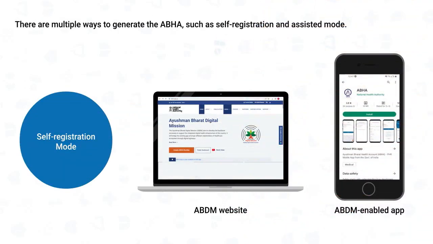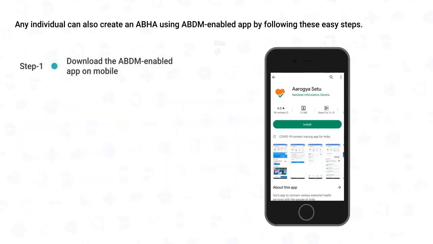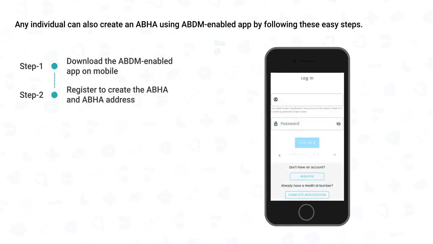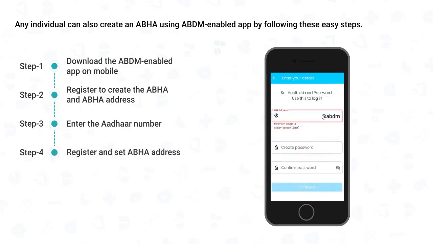Now, let us learn how to generate ABHA using ABDM-enabled app. First, download ABDM-enabled app like Arogya Setu from the App Store on your mobile phone. Click on Register to create the ABHA number and ABHA address. Next, enter your Aadhaar number and verify the OTP. Next, click on Register and set your ABHA address.